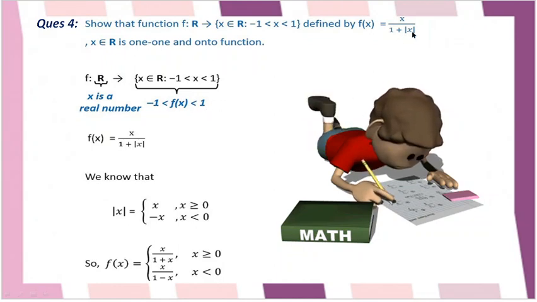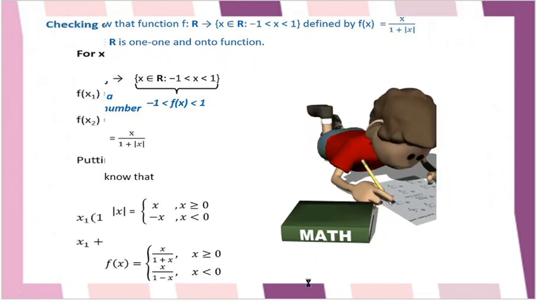And the function fx is x upon 1 plus mod x. Now we know the definition of mod x. It gives us x when x is greater than or equal to 0 and minus x when x is less than 0. So now let's define this function. It will be x upon 1 plus x whenever x is greater than or equal to 0, and mod x gives us minus x whenever x is less than 0. So whenever x is less than 0, the function will be x upon 1 minus x.